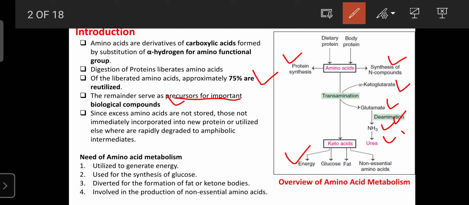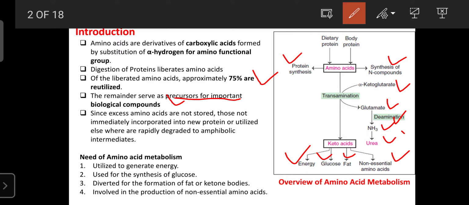They can undergo gluconeogenesis, then produce energy. Some are required for the production of glucose, some are utilized for the synthesis of fats, and some are required for the synthesis of the non-essential amino acids. So whatever dietary amino acids are there, they are utilized for the synthesis of the non-essential amino acids.